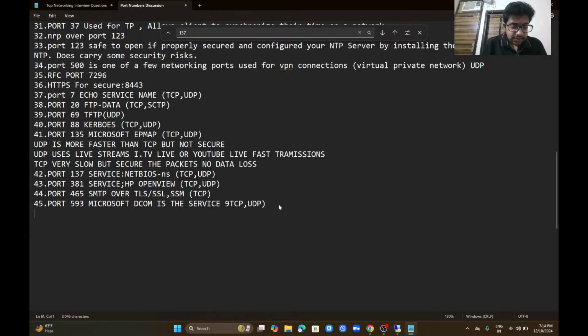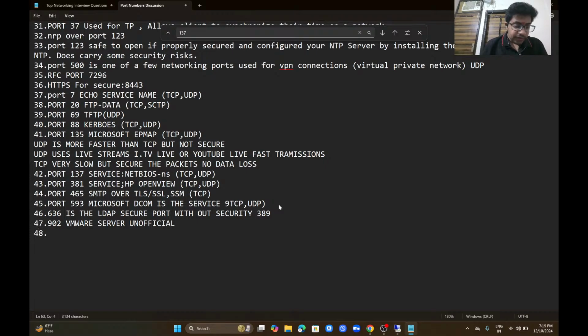And another thing is 636, the LDAP secure port number. Without security, 389 is the port number. Okay, 902 is VMware server port number, and it is unofficial. Okay.